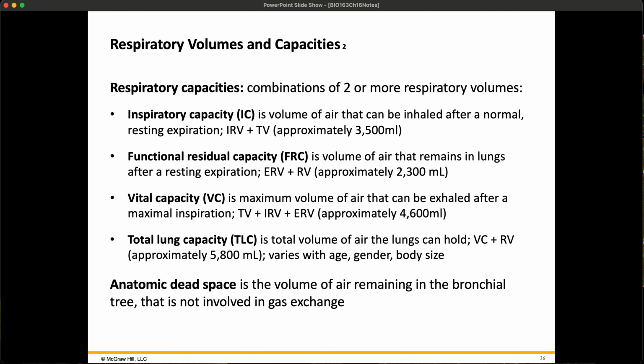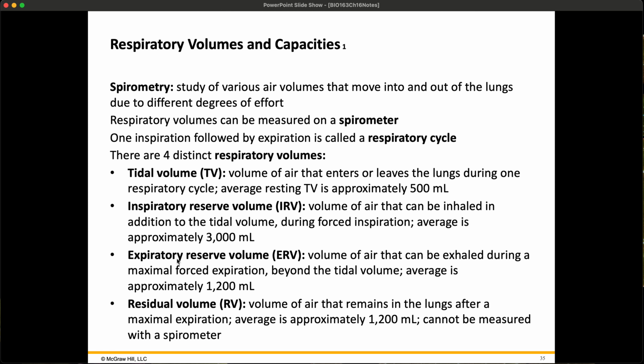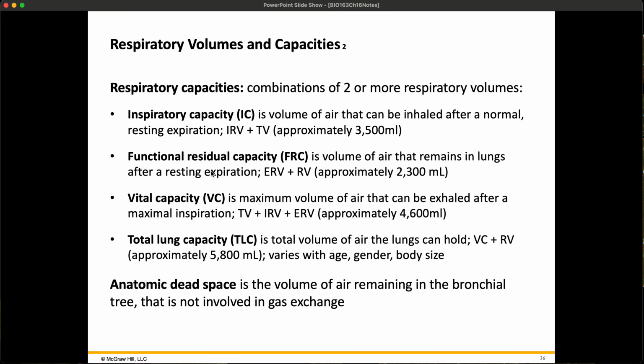So those were the volumes, the individual movements of air. We can talk about capacities now. This is combining 2 or more of those volumes. Your inspiratory capacity is how much total air you can breathe in completely. So that's your inspiratory reserve volume, that maximal effort, and then your tidal volume, your normal in and out, 3,500 milliliters, 3.5 liters. So we're basically going through and combining these 4 volumes in different ways to talk about different capacities.